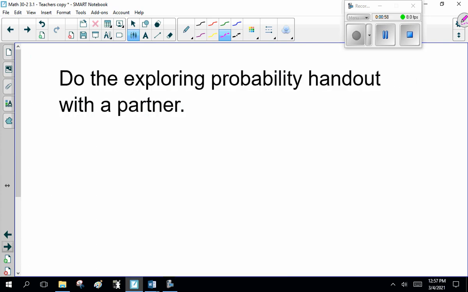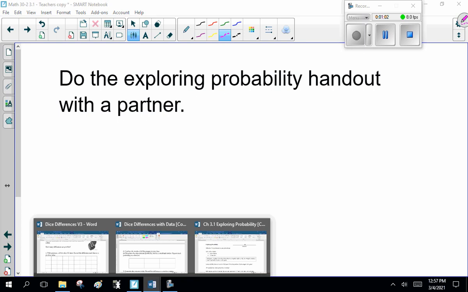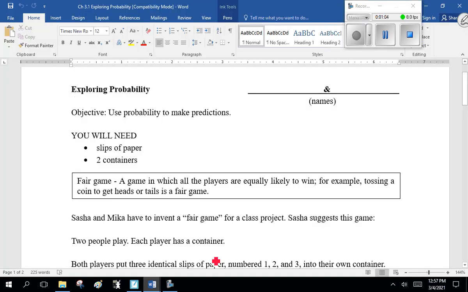So, we now have an experimental probability handout I'd like to try. We'll call it exploring probability. Now, you need two people to do this. If you're at home, find somebody to help out. Well, you don't actually need it, but it's a lot easier. Brother, sister, parent, aunt, uncle, grandma. Now, what you're going to need are slips of paper and two containers. Okay? So 2 buckets, 2 bowls, a couple of cereal bowls.